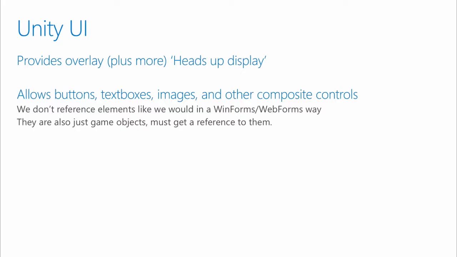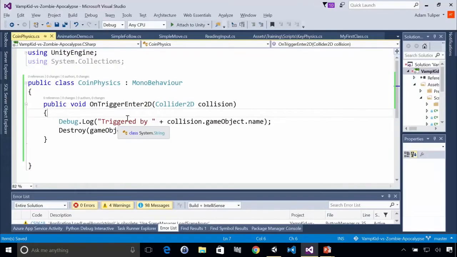The UI system gives us overlays, in other words, a heads-up display. It gives us some basic controls like buttons, text boxes, images, and just some really basic composite controls there. They are game objects, so if you want to use them, you can ask for references to them, just like we did previously. Using them is actually very, very easy. So let's go and augment what we just did with this code here. Now, when we pick up a coin, we want to increase a score on the screen.